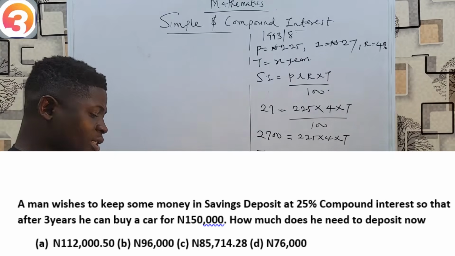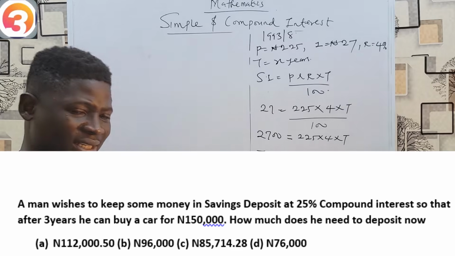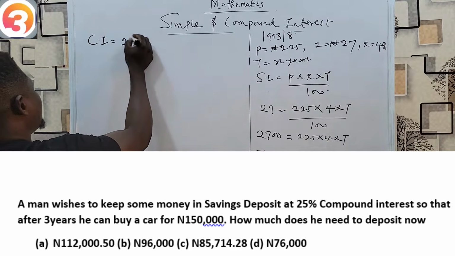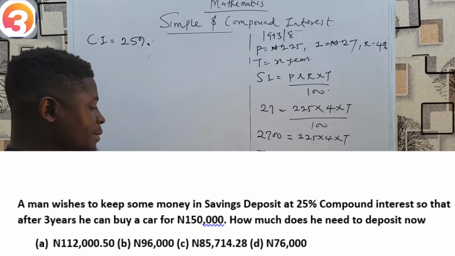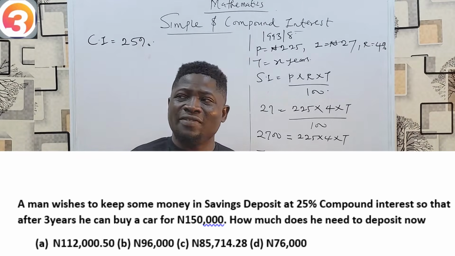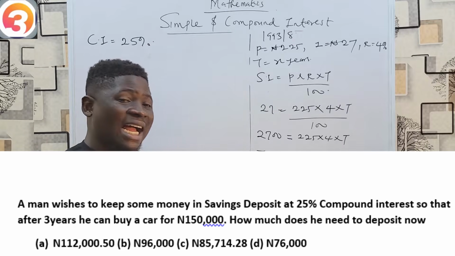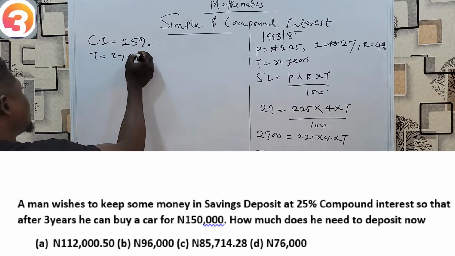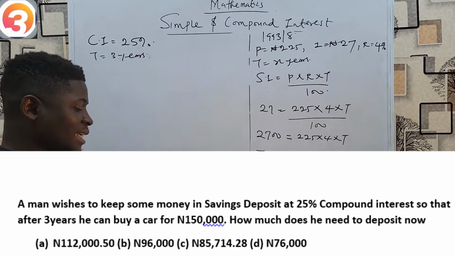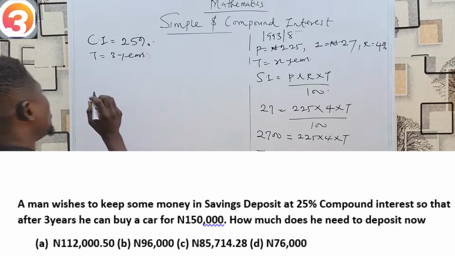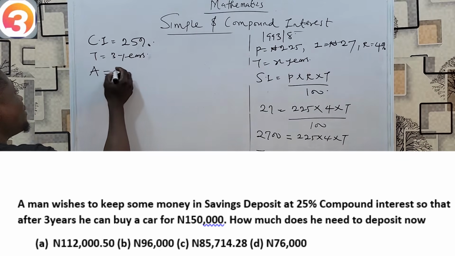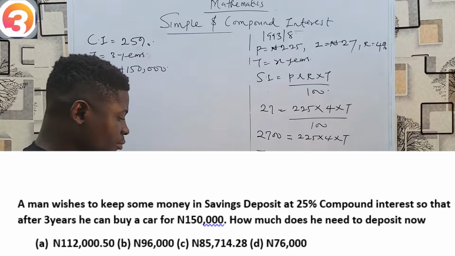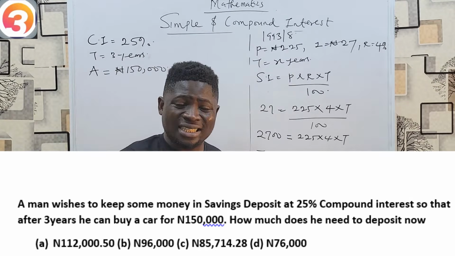All right, they said a man wishes to keep some money in savings deposit at 25% compound interest so that after 3 years, you can buy a car for 150,000. Compound interest is 25%. Time will be 3 years. So the given amount is 150,000 naira. How much does he need to deposit now?